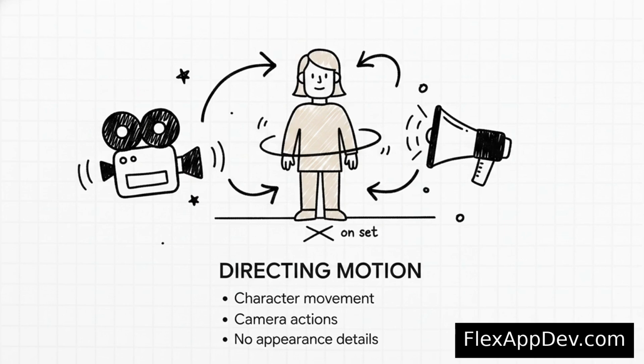We are prompting for motion only. Do not describe the character's appearance or the environment. They're already there. Instead, describe exactly what moves, describe how it moves, and describe the camera behavior. We are basically giving stage directions to actors who are already in costume and fully on set.